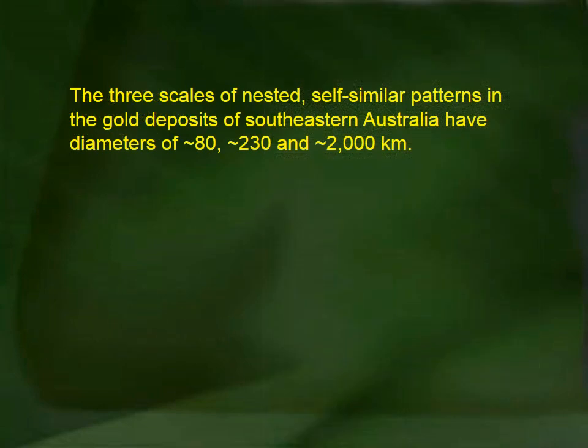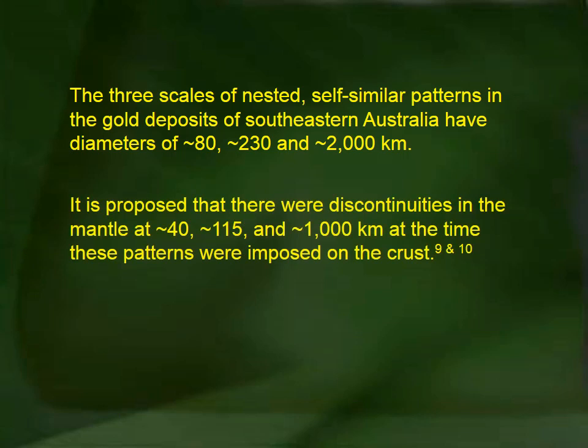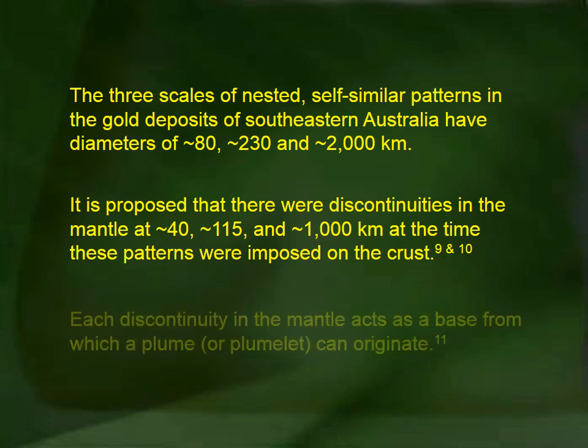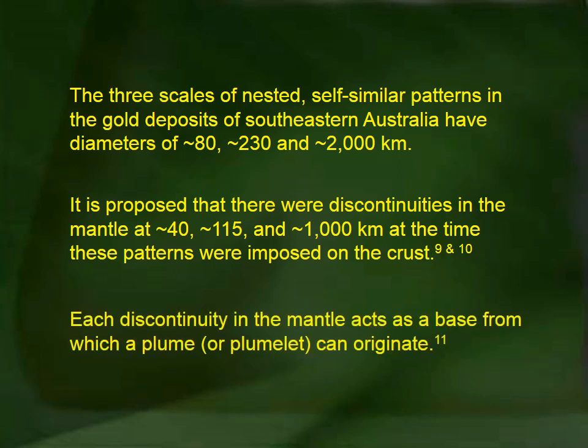So there are 3 scales of nested self-similar patterns in the gold deposits of southeastern Australia, that is, 80, 230 and 2,000 kilometers in diameter. It is proposed that there were discontinuities in the mantle at 40, 115, and 1,000 kilometers at the time these patterns were imposed on the crust. Each discontinuity in the mantle acts as a base from which a plume or plummet can originate.